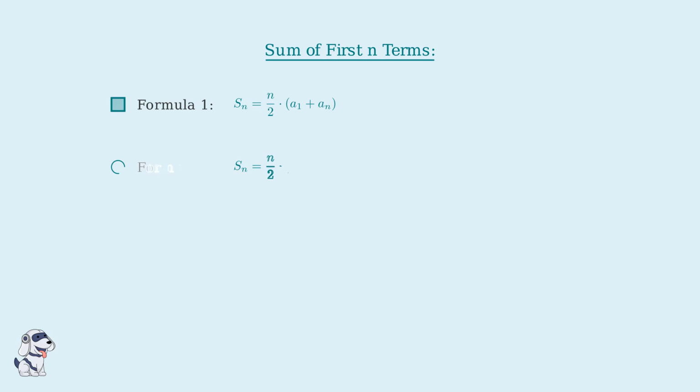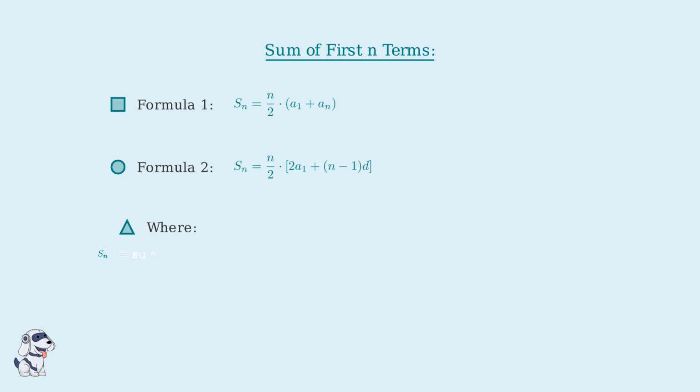For any arithmetic series, we have two useful formulas to find the sum of the first n terms. Let me show you both formulas. The first formula uses the first term and the last term. S sub n equals n over 2 times the quantity a sub 1 plus a sub n. The second formula uses the first term and the common difference. S sub n equals n over 2 times the quantity 2 times a sub 1 plus n minus 1 times d.